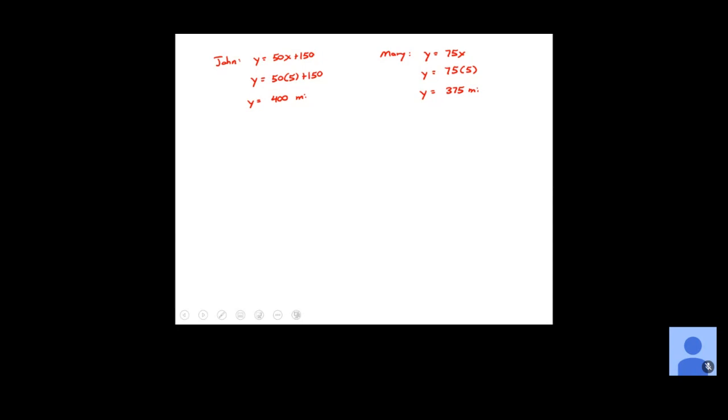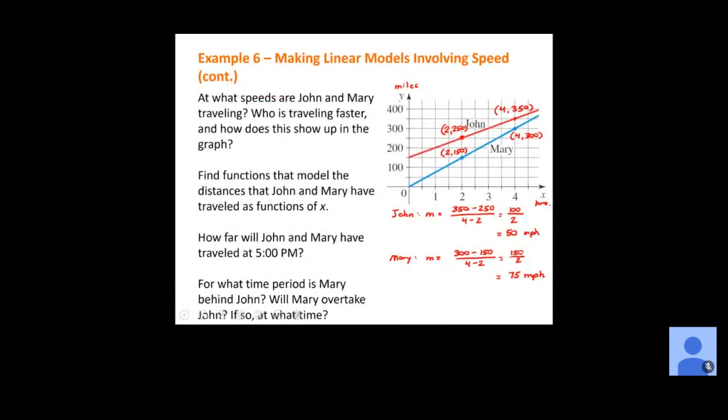All right, now the last part here says, for what time period is Mary behind John? Will Mary overtake John? And if so, at what time? So I really just want to know, first off, is she going to overtake him at some point? Yeah, right. She's traveling faster. Eventually, she's going to catch him, right? So now the question is, at what time will that happen? How could we figure out when she would catch John?